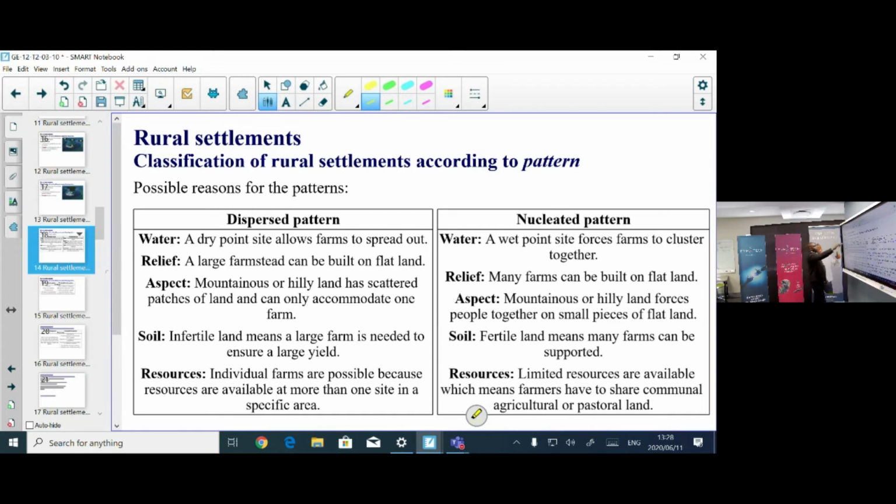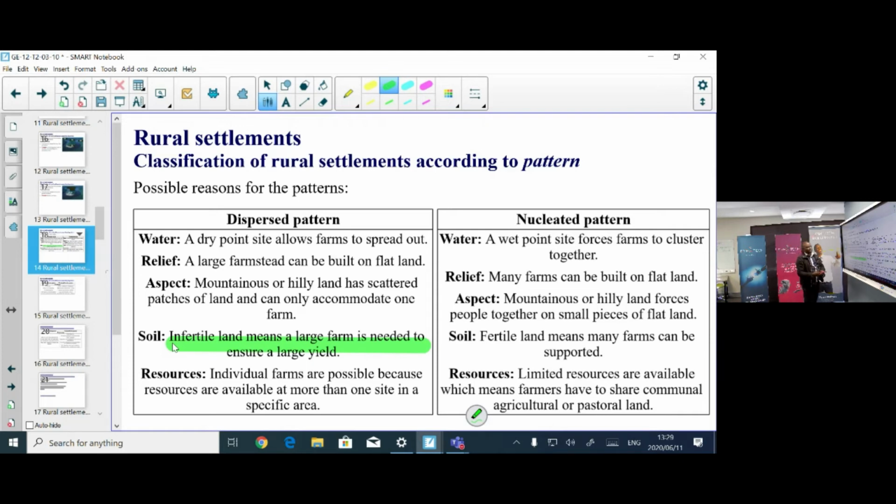Then we've got the types of soil as well. In infertile land, a large farm is needed to ensure a large yield. So if the soil is sandy and the yield is low, it means the farm has to be large. If the soil is rich, a small farm can produce a lot of yield. Then resources, individual farms are possible because the resources are available at more than one site in a specific area.